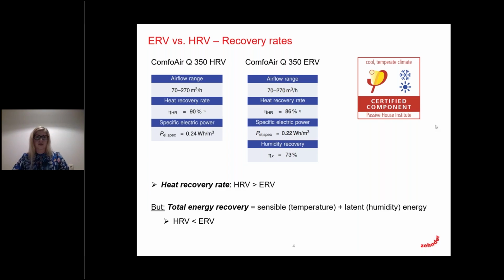Comparing these results here, when we check the heat recovery rate for heat recovery ventilation, we can see that it's 90%. And for enthalpy recovery ventilation, it is 86%. So in this comparison, we can see that heat recovery ventilation, HRV, has a higher value than the ERV. But in addition, ERV is also recovering the humidity.